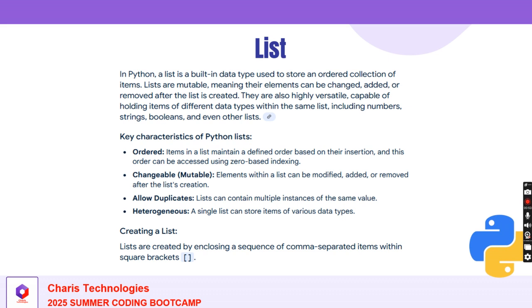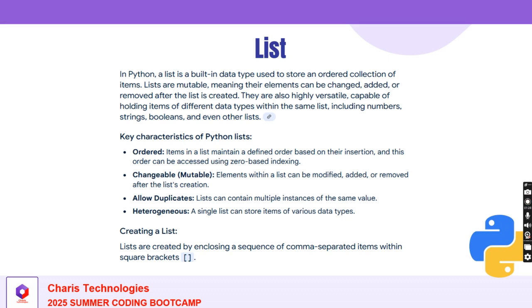So in Python, a list is a built-in data type used to store an ordered collection of items. So it's a data type just like we have the other kinds of data types, only that the primitive ones are the string, the numbers, and the booleans. Those are the primitive data types, right? They are the simple data types. Then the more advanced ones are lists, tuples, dictionaries, and set. So they are the more advanced ones.